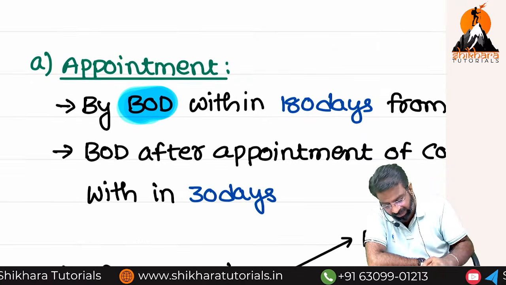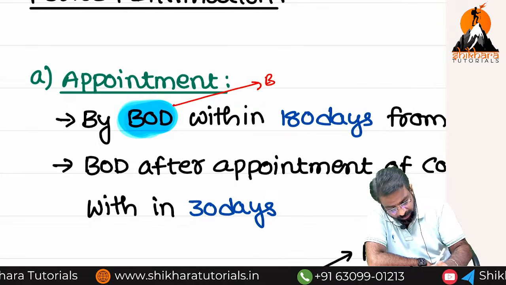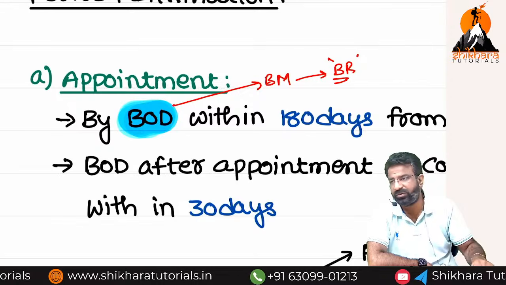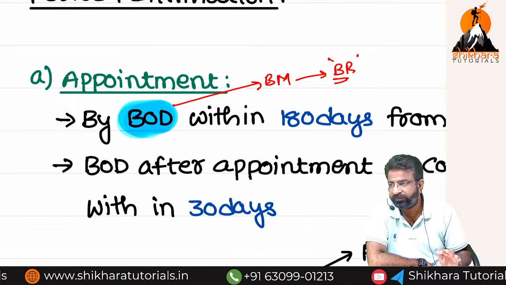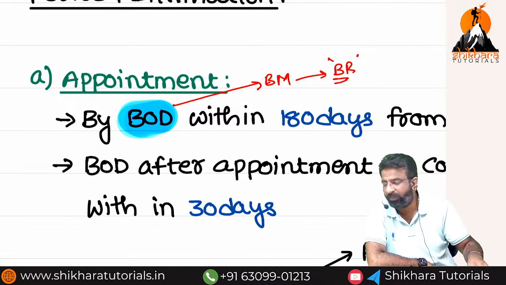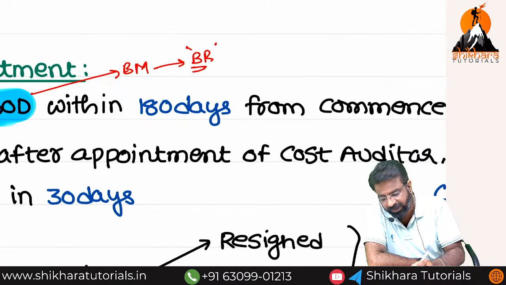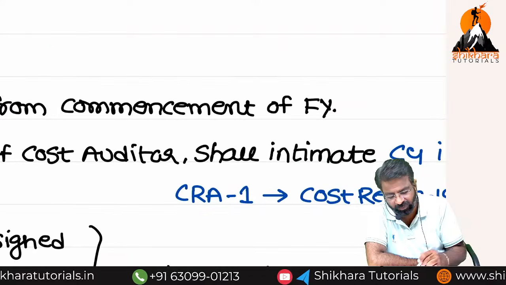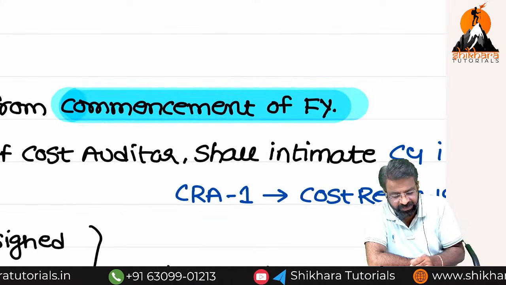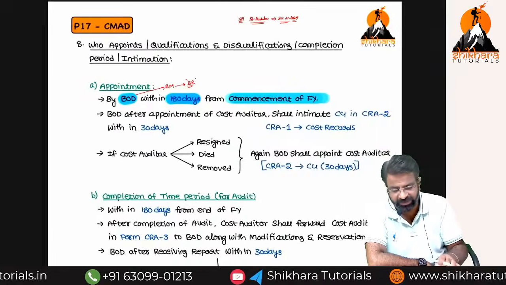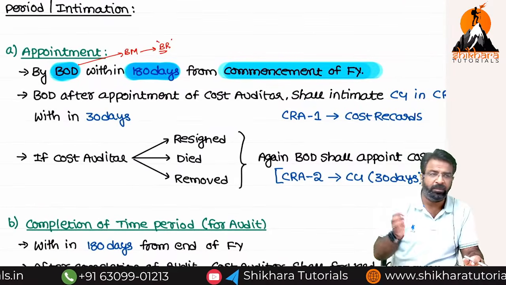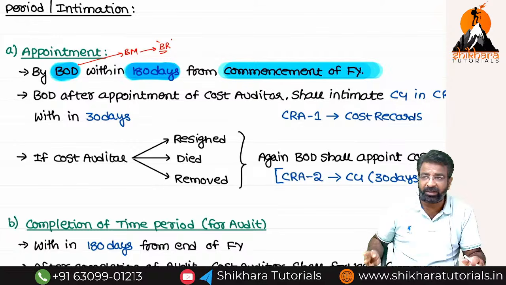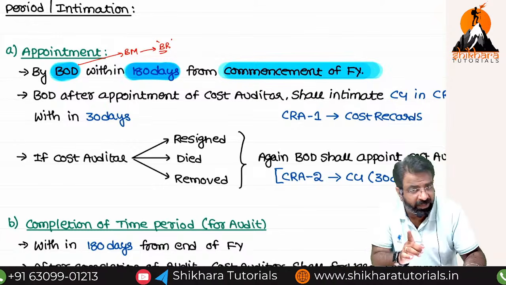Obviously, the board of directors will conduct what? A board meeting, and they will pass what? A board resolution. On that board resolution, my name should be written. So that's how you are appointed by board of directors. Now, read the point: within 180 days. Can you read the whole point, from the commencement of financial year? To read the whole sentence number 1, you are appointed by whom? By board of directors within 180 days from the commencement of the financial year.